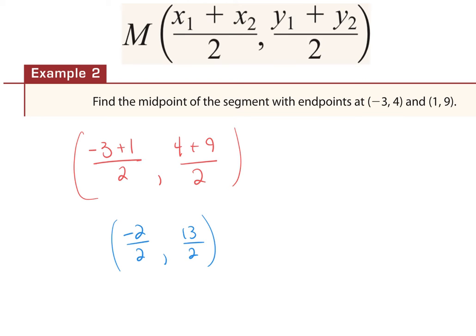If you can simplify it, simplify it. -2 over 2 is -1. 13 over 2 cannot simplify. You are welcome to leave it as an improper fraction. Just make sure you reduce it if you can. This would be your answer: -1, 13 halves.